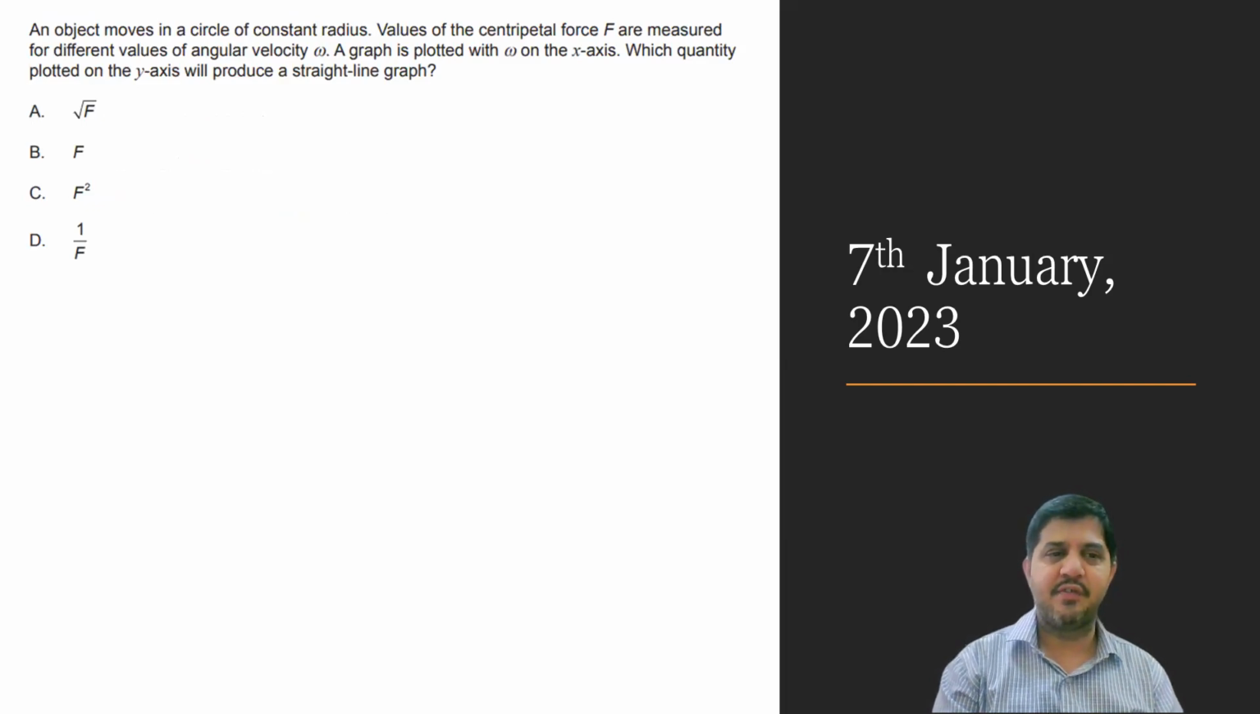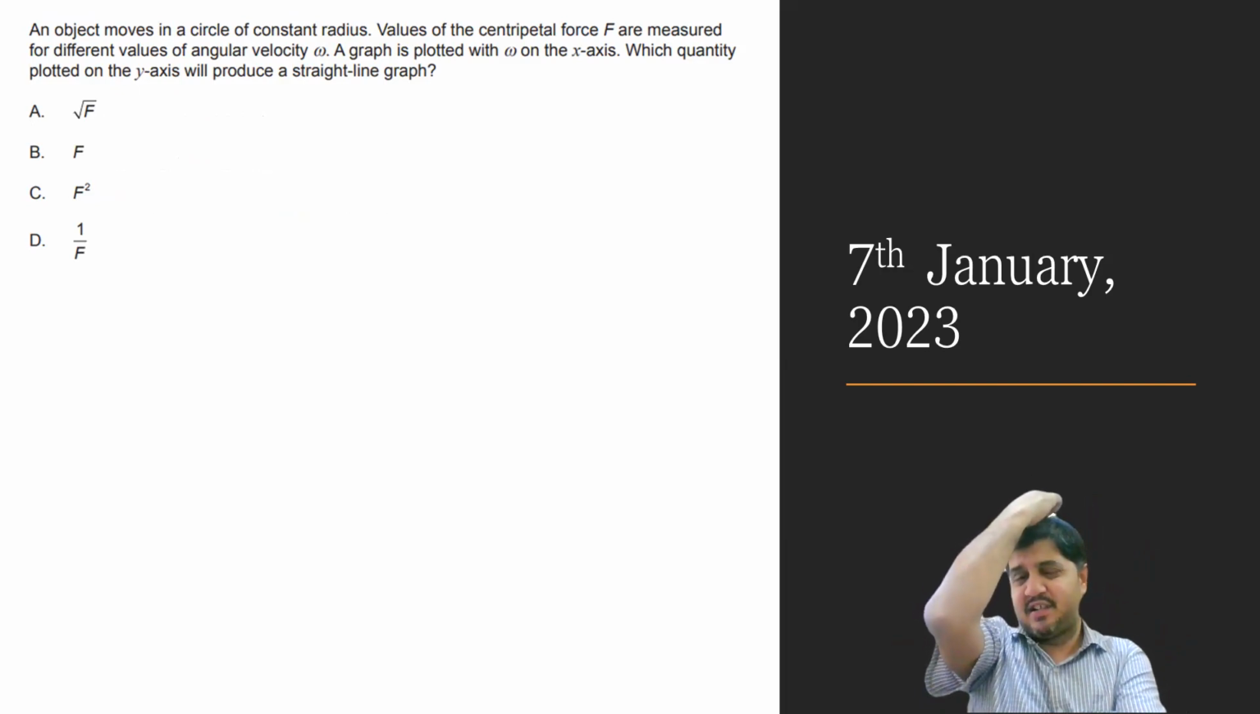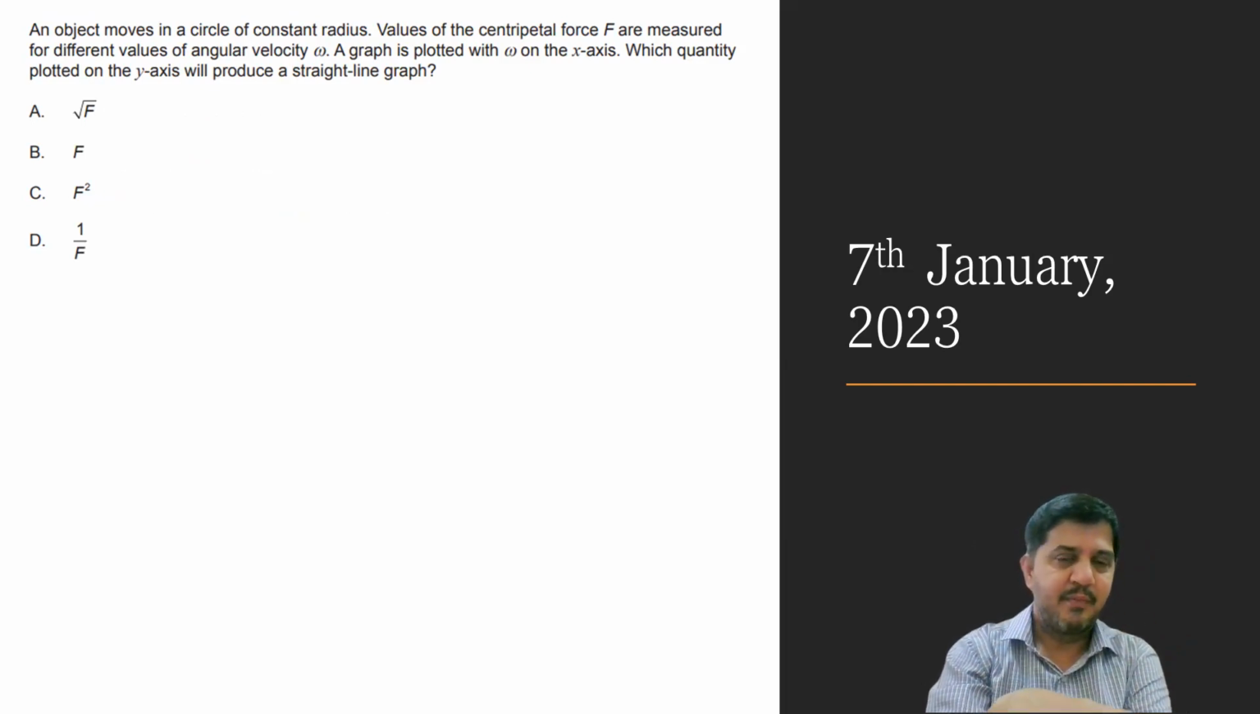Then, an object moves in a circle of constant radius. Values of the centripetal force F are measured for different values of angular velocity omega. Centripetal force and angular velocity, which formula? Think about it. A graph is plotted with omega on the x-axis. Which quantity plotted on the y-axis will give a straight line graph? He is asking you to find out which of these quantities will give you a straight line graph. So the entire question revolves around the dependence of omega on F. If you know that, everything is fine.